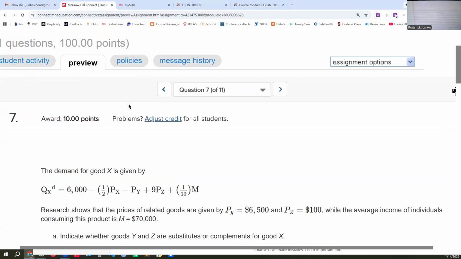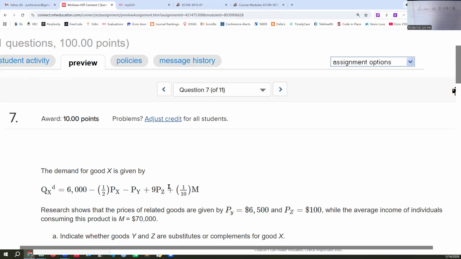So in this question, we have a demand curve for good X. So QX D, demand, equals 6,000 minus half of PX minus PY plus 9PZ plus a tenth of M. So the first question is to indicate whether goods Y and Z are substitutes or complements for good X. So basically the relationship between X and Y or X and Z. And here I'm using Y as an example.